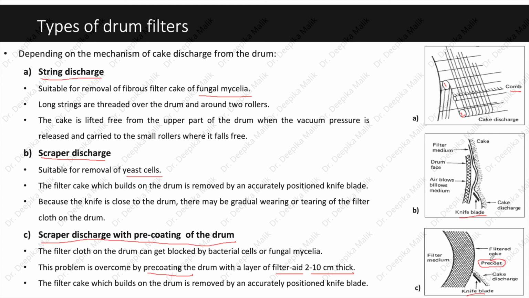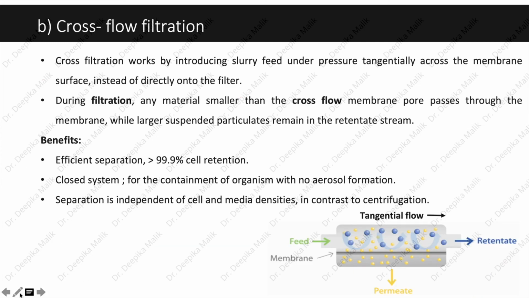So all the filters discussed so far were static flow or dead-end filtration, or surface filtration, in which the slurry was flowing perpendicular to the filtration membrane. Now let us see the second type, that is cross-flow filtration, in which the slurry flows tangential to the membrane surface. As already told, this filter works by introducing slurry feed under pressure tangentially across the membrane surface instead of directly onto the filter. During filtration, any material smaller than the cross-flow membrane pore passes through the membrane, while larger suspended particulates remain in the retentate stream.